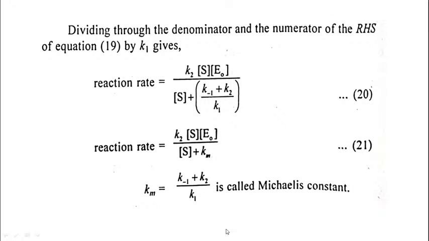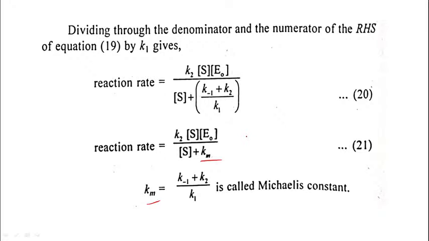You can see here, the reaction rate is equal to K2 into concentration of the substrate into concentration of the E0, divided by the concentration of the substrate plus K minus 1 plus K2 divided by K1. K minus 1 is constant, K2 is constant, and K1 is also constant. So instead of taking this, we take another constant here, Km, and this Km is called the Michaelis constant.